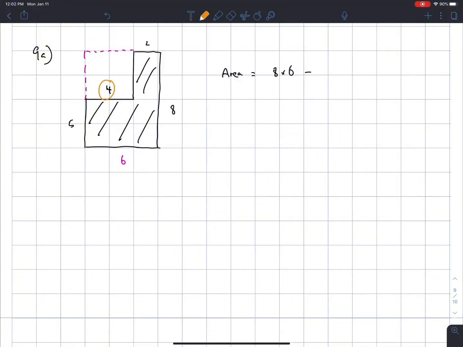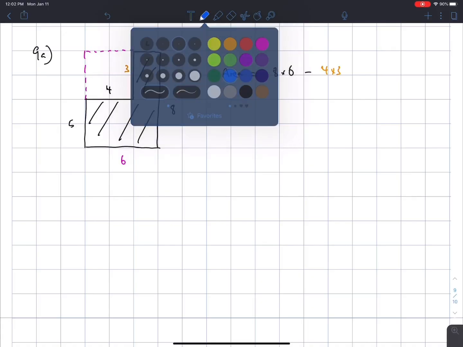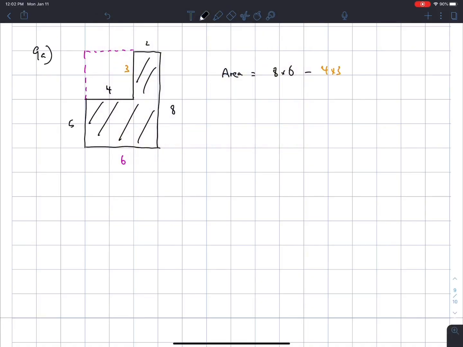This will be 4 times... To figure out what this is, I can just look at the opposite side. This will be 8 minus 5, so this must be a 3. So just minus 4 times 3. I always like to use the bigger one minus the smaller one.